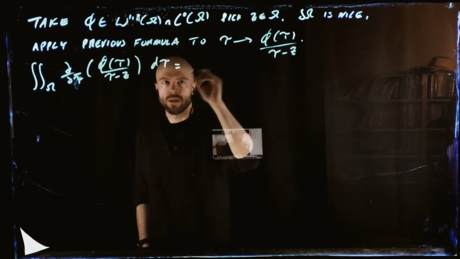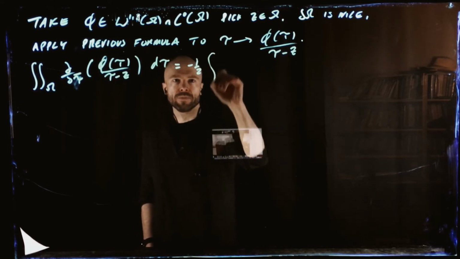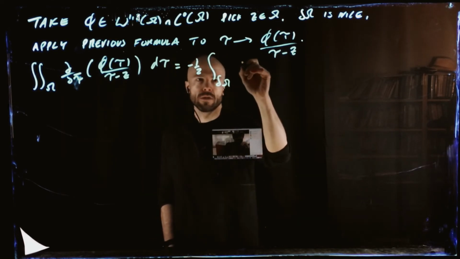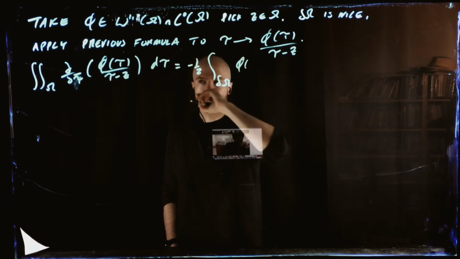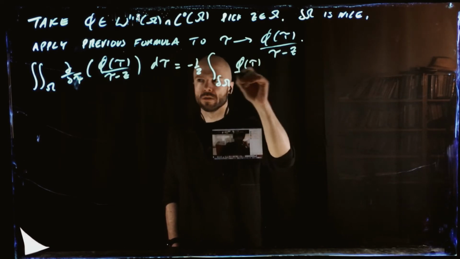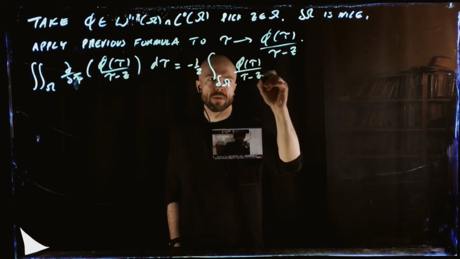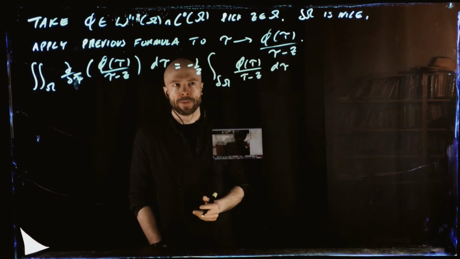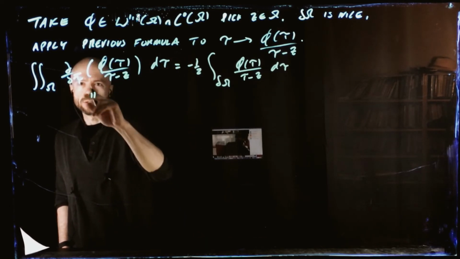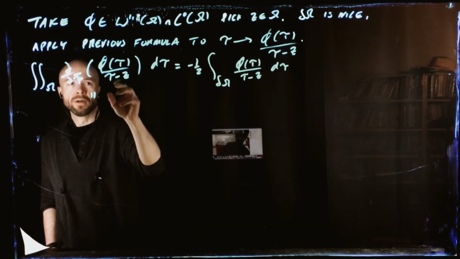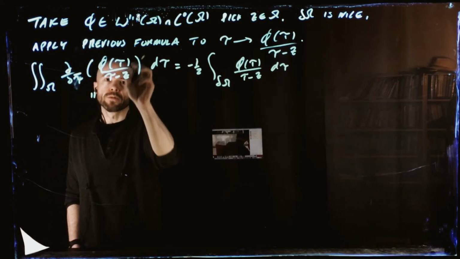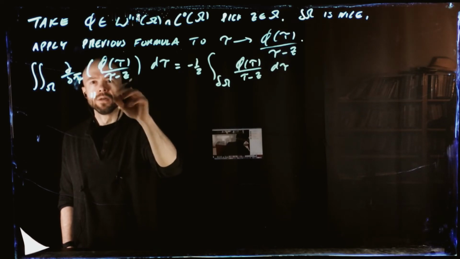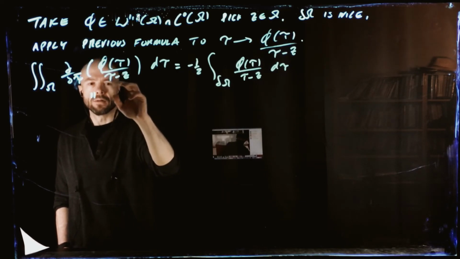Then this thing is minus i over 2, the integral around the boundary of omega of phi of tau over tau minus z d tau. That's applying the previous formula, right? And we're taking the derivative with respect to tau bar, so we would apply the product rule, but we're applying it to something where the derivative is going to be 0 when we differentiate with respect to tau, right?